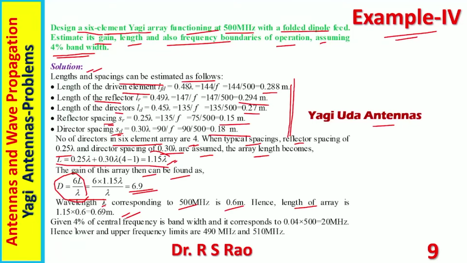Now, given 4% of central frequency is bandwidth, it corresponds to 0.04 into 500, 20 megahertz. Hence, lower and upper frequency limits become 490 megahertz and 510 megahertz. Here, bandwidth is given as 4%. Central frequency is 500. So 2% this side, 2% that side of 500 megahertz is bandwidth.